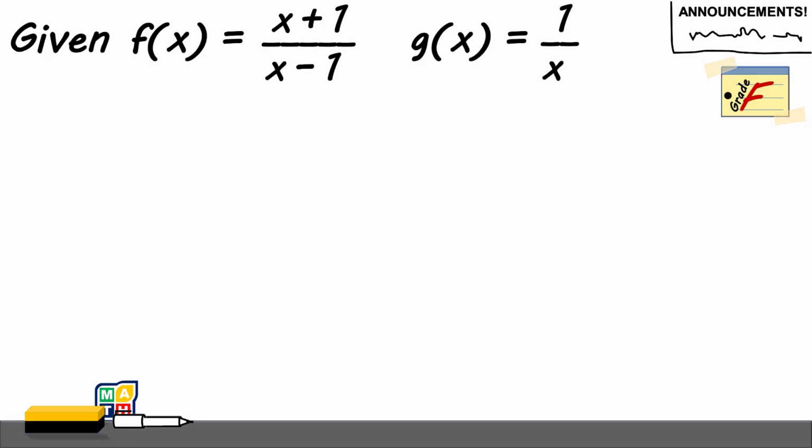Now, let's consider these two given functions with rational expressions. We have f of x is equal to x plus 1 all over x minus 1, and we have g of x being 1 over x. And we are going to use these two functions and see what will happen if we are going to solve for composite functions. Let's start with this notation.